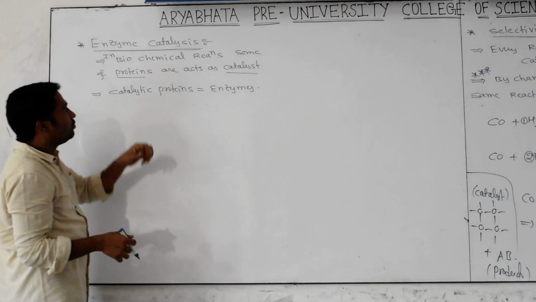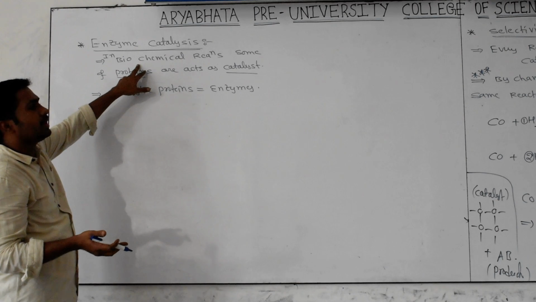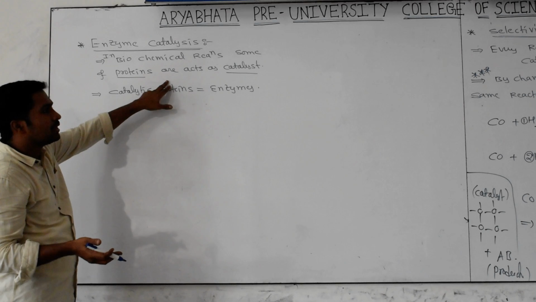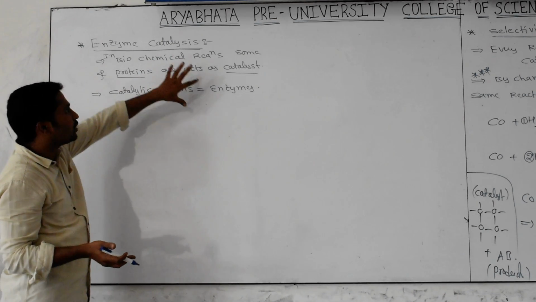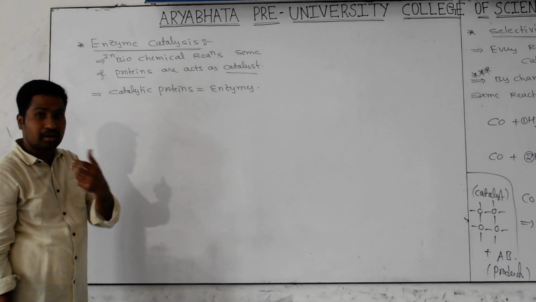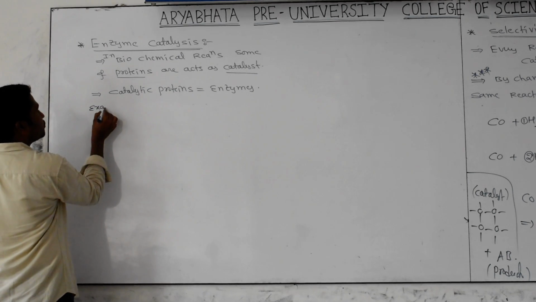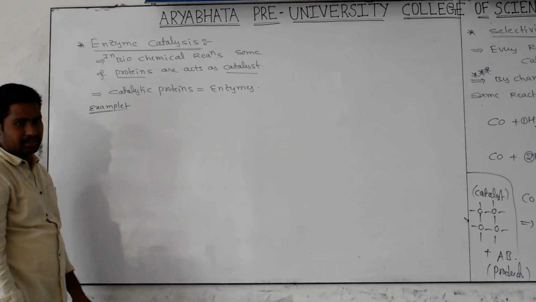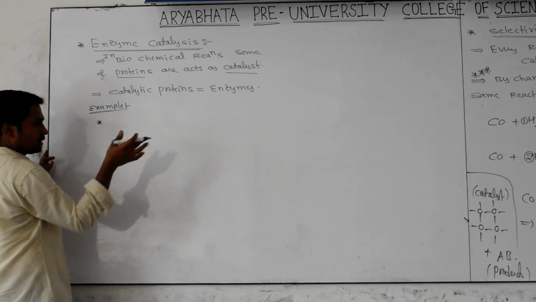Are you getting it? In living organisms like plants and animals, so many biochemical reactions are going on. In that, some of the proteins act as catalysts. The proteins which act as catalysts are specially called enzymes, and the whole phenomenon is called enzyme catalysis or biochemical catalysis. I will give you some examples. You know so many things. I will explain some other new enzyme catalysis reactions. First of all, you learn in biology, I think, as well as in chemistry also.